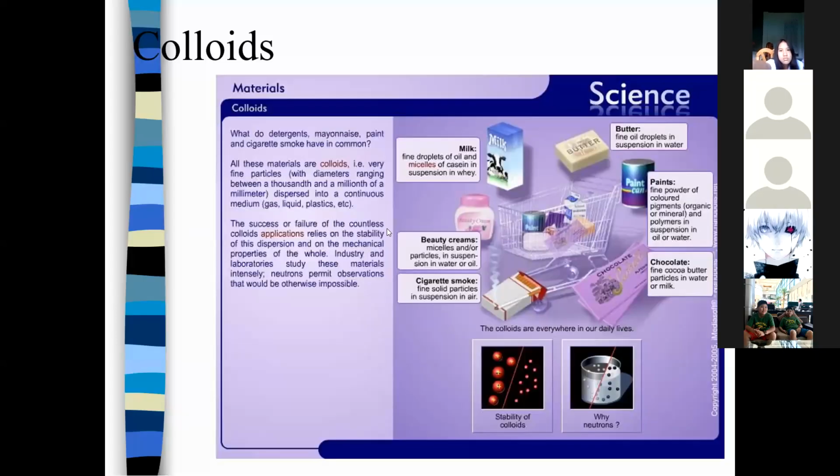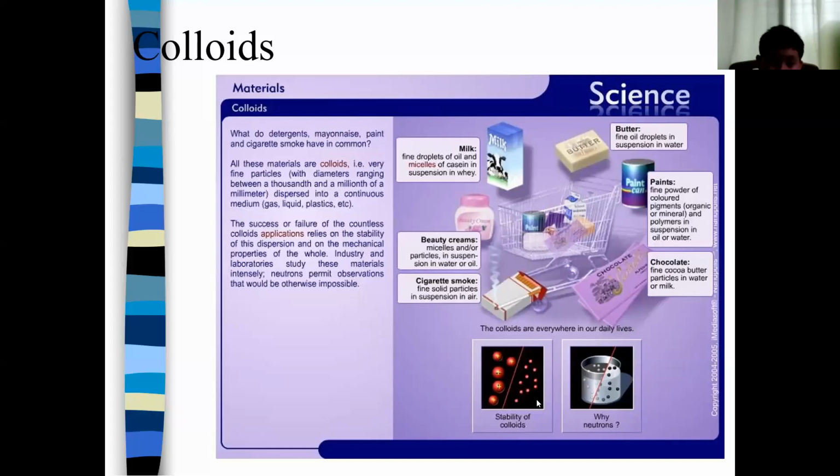So this area here, class, is a Tyndall effect. The molecules will distort the passing of the light.